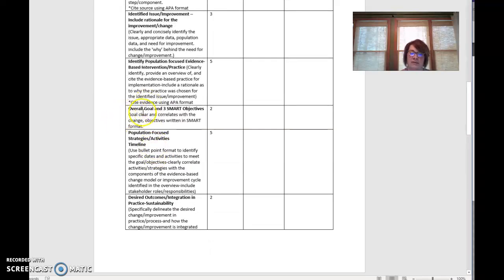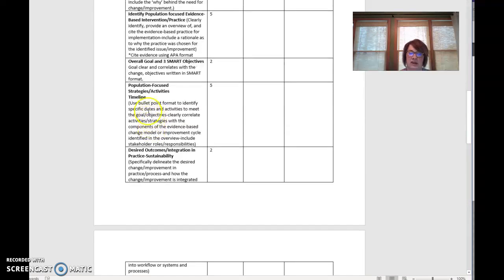You're going to establish a very clear goal and at least 3 SMART objectives, and then you're going to devise your timeline. And what you're going to do with your timeline is you're going to correlate that with the different steps of either your improvement or change model. So, for instance, if you use Lewin's, you'll start out with the unfreezing phase, and then what steps in your timeline go under that unfreezing phase.